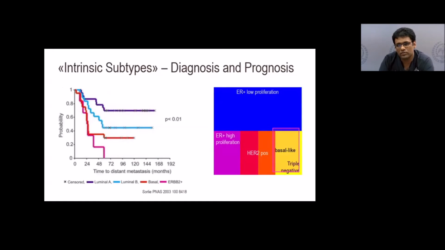So therefore, like I said, the importance of this classification comes in the prognosis. You can see the luminal A subgroup, which more or less corresponds to the ER-positive, low proliferation tumors, has a very good prognosis. They are indolent, slower growing tumors that have excellent prognosis. The basal-like or the triple negative subgroup has the worst prognosis.